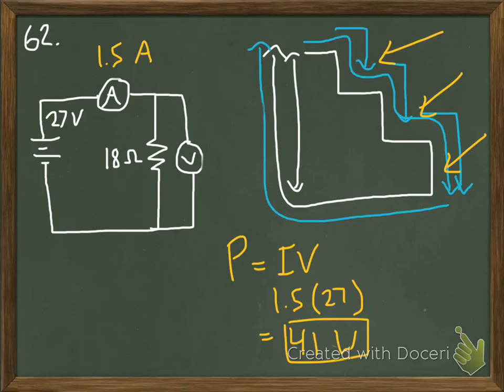And the next part, D, how much energy is delivered to the resistor in 1 hour? Remember, watts are joules per second. So if you want to know joules per hour, you have to multiply by 3,600 because there are 3,600 seconds in an hour. So if you do 41 times 3,600, you will get your answer. Okay.